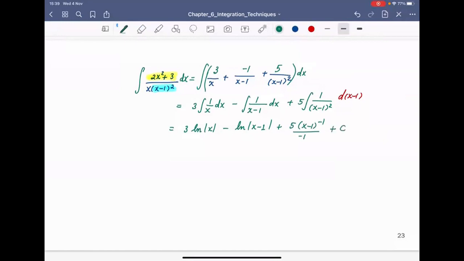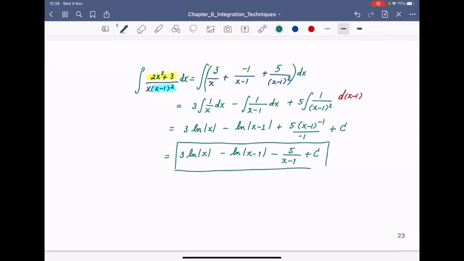And then plus c. All right, if I simplify a little bit, this is going to be 3 times log absolute x minus log absolute x minus 1, and then minus 5 over x minus 1 plus c. All right, this is my final answer. Easy, right? Pretty simple and easy.